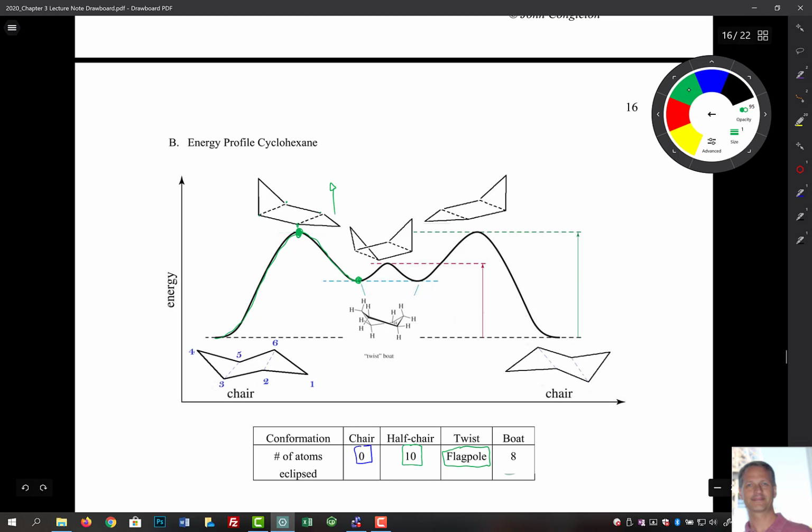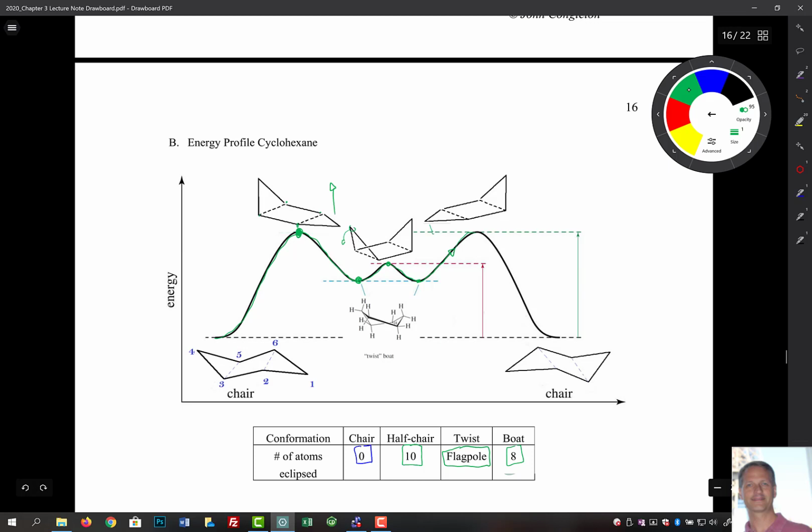And then to get from one twist boat to the other twist boat, we have to go through the full boat conformation. The boat conformation has 8 eclipsed H's. And then we twist the other side, and we get the other twist boat. And then pulling this back up, if we keep moving in this direction, we take this end and we pull it down. So that'll get pushed down. There's your other half chair. And then we fully take that and go all the way down to get the chair.